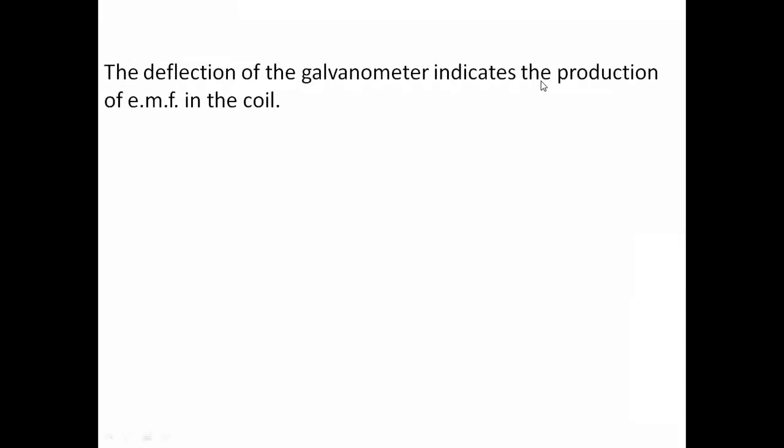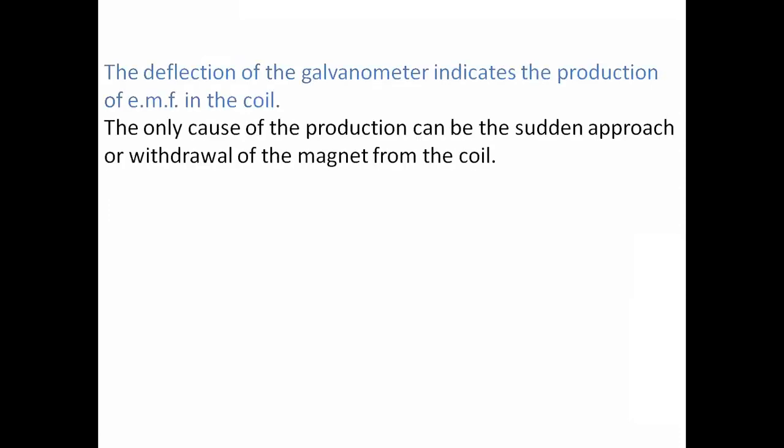The deflection of the galvanometer indicates the production of EMF in the coil. The only cause of the production can be sudden approach or withdrawal of the magnet from the coil. So the EMF will be generated only when there is a sudden approach of the magnet or sudden withdrawal, that is, the magnet approaches towards the coil or moves away from the coil. Only in such a situation is there a generation of EMF in the coil.